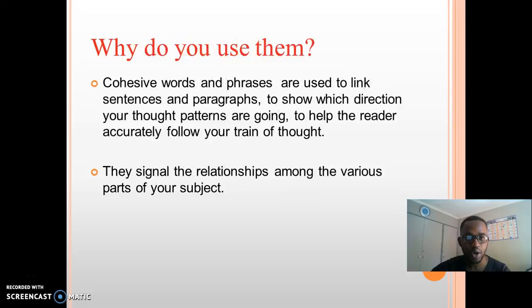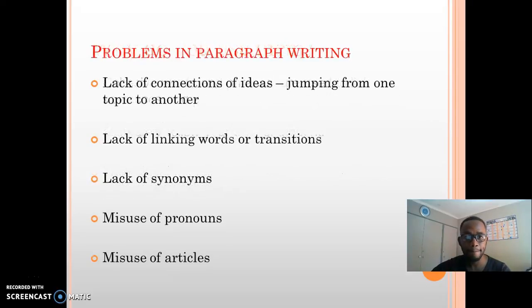Sorry about that, guys. What do you use them for? Cohesive words and phrases are used to link sentences and paragraphs to show which direction your thought patterns are going, to help the reader accurately follow your train of thoughts. They signal the relationship among the various parts of your subject.